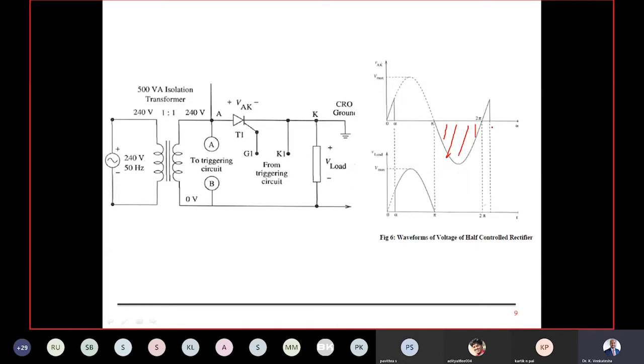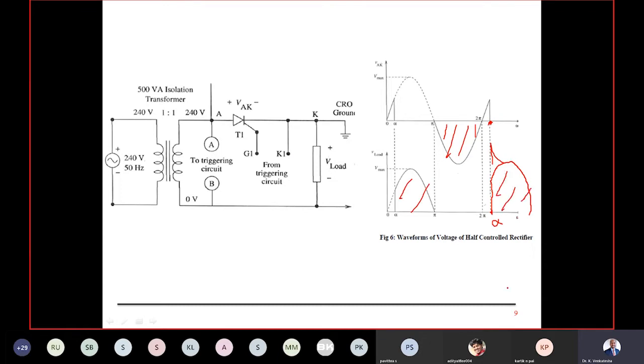Then at 2 pi plus alpha, somewhere here I give the pulse again, one more pulse here for the SCR. The moment I give the pulse, the SCR will be turned on. When the SCR is turned on, I get the output voltage similar to the input voltage. Same thing, similar.